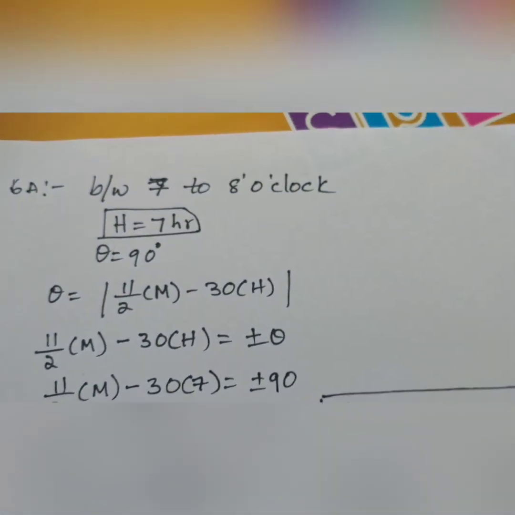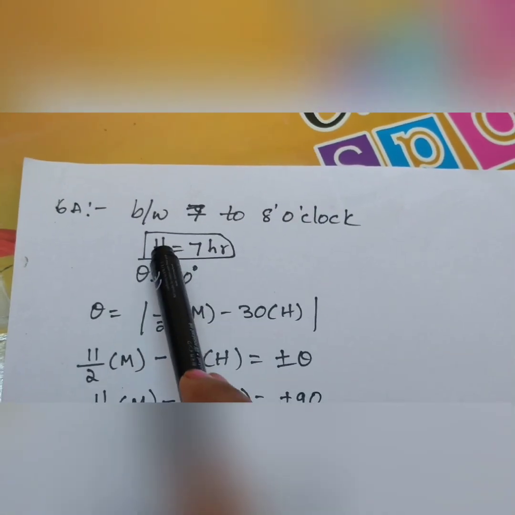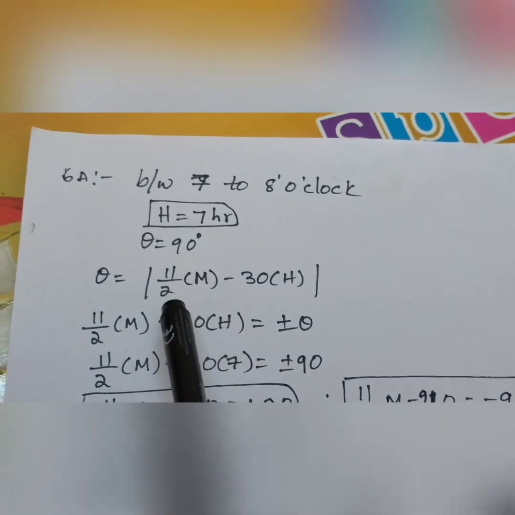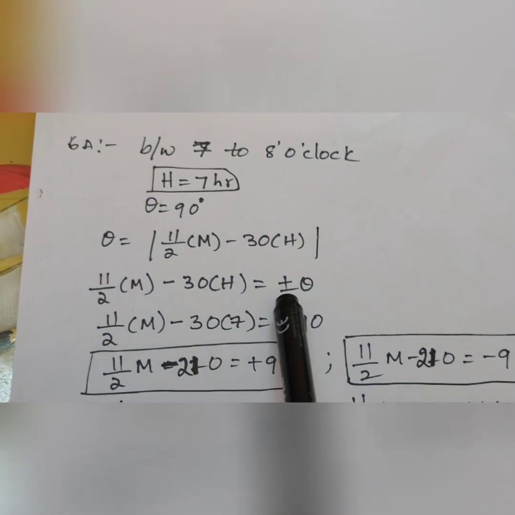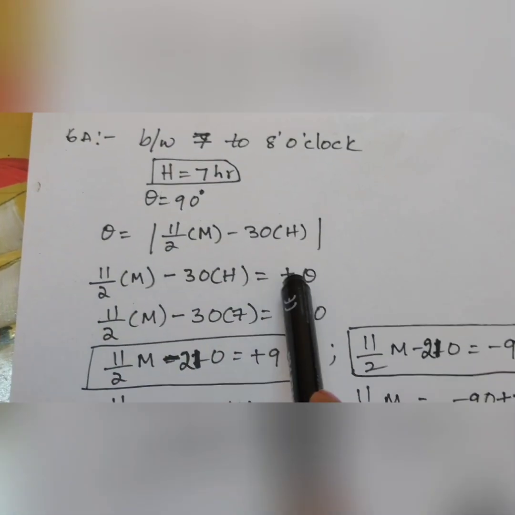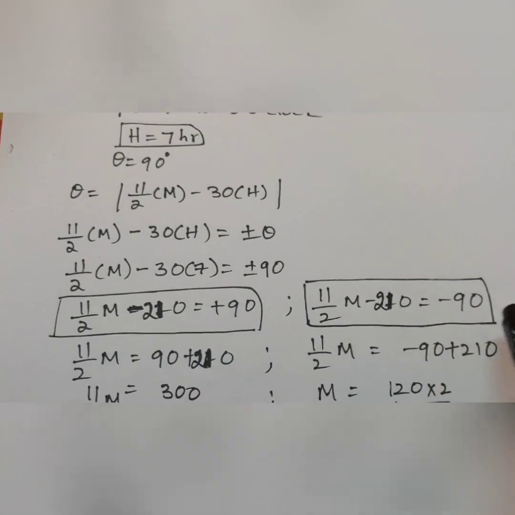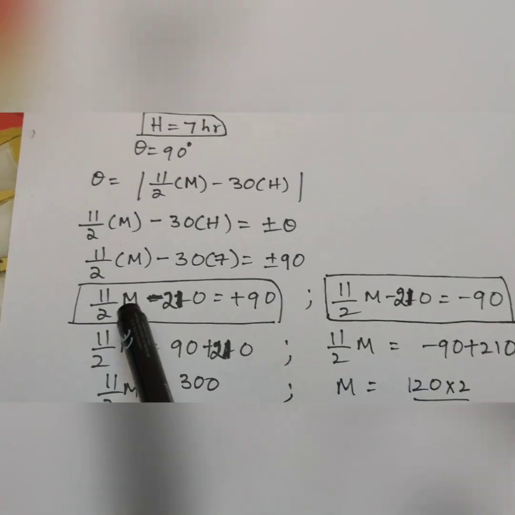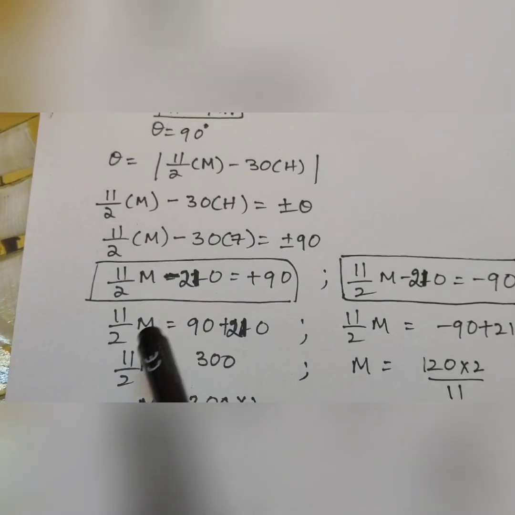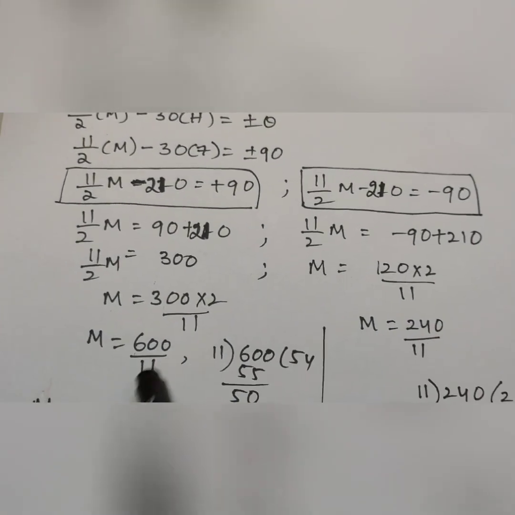So see the solution between 7 to 8. So what is the initial time? 7 hours. So H you take it as 7 hours. Theta he has given in the question 90 degrees. Substitute in the formula, solve here. So in order to take out modulus, here you will get plus or minus. So you take plus 90 and minus 90 also. Here simplify this, 30 into 7, that is minus 210. So solve for m, you will get minutes as 600 by 11.